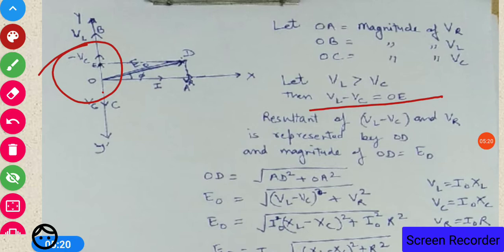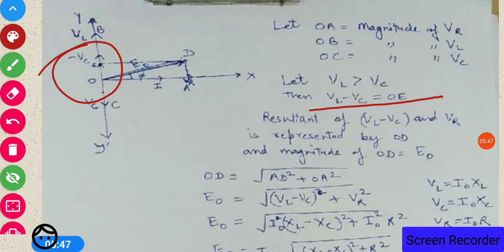Now we have to find the resultant of VL minus VC and VR. Since these three voltages appear across L, across C and across R, we have to find the resultant magnitude of all three combined. That will be our applied voltage. For the magnitude of the resultant, just recall the law of parallelogram which we studied in class 11.